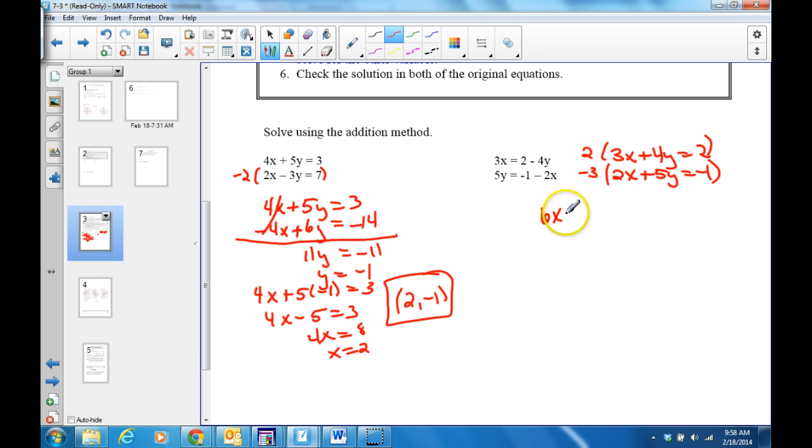2 times 4y is 8y equals 2 times 2, which is 4. That's the top equation. The bottom equation will be minus 6x. -3 times 5 is -15y. And -3 times -1 is 3.